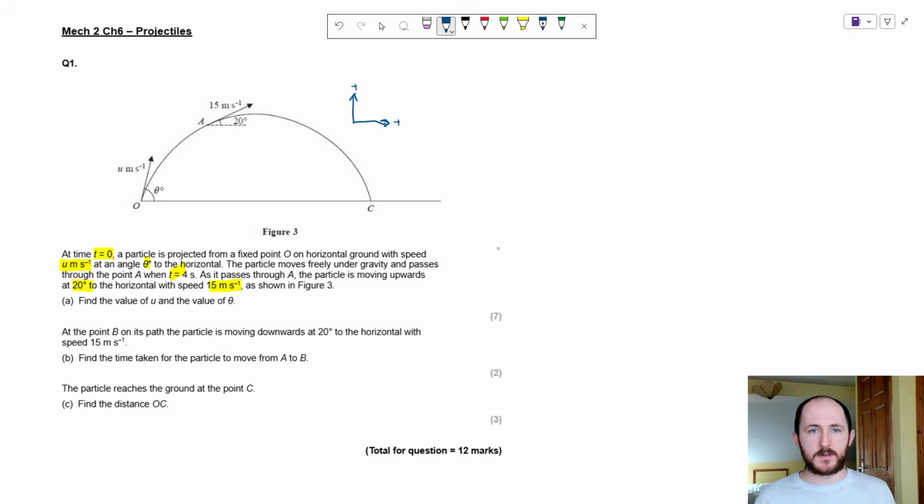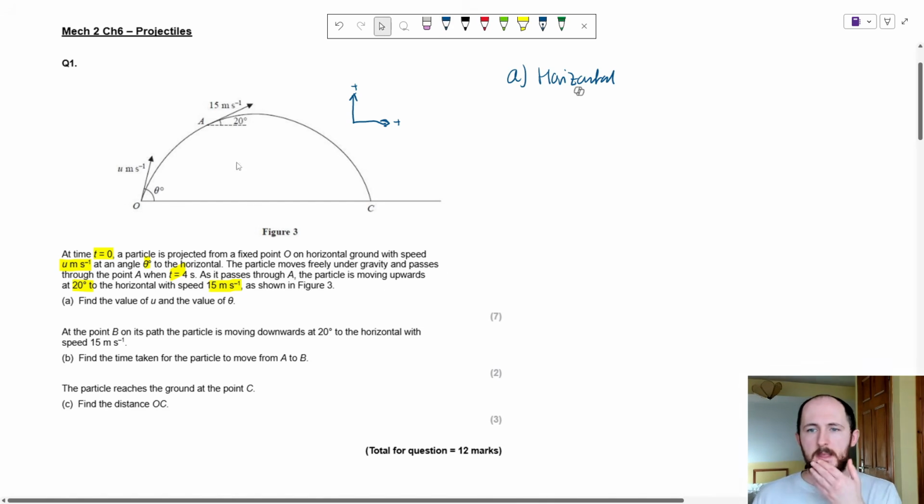And I like to start with horizontal because horizontal tends to be quite short, quite quick. The reason for that is there's never any acceleration. So what does that mean? Well, it means that with my variables, the starting velocity should be equal to the final velocity because there's no acceleration, right? That means the velocity doesn't change.